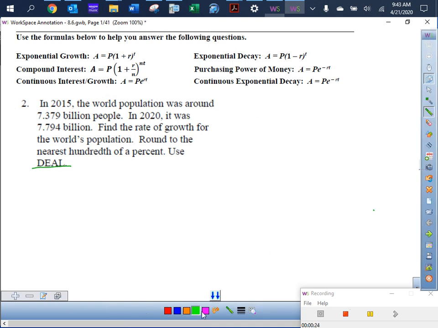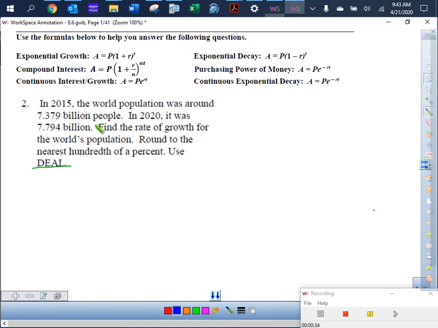Some of these will move pretty fast, so if you need to pause the video, please do so. So here we go. In 2015, the world population was around this many billion people. Then in 2020, it was this many billion. Find the rate of growth for the world's population, rounded to the nearest hundredth of a percent.